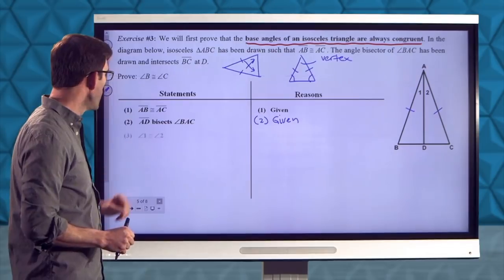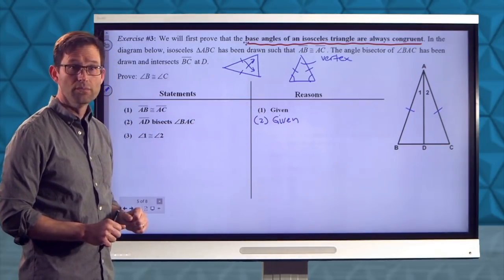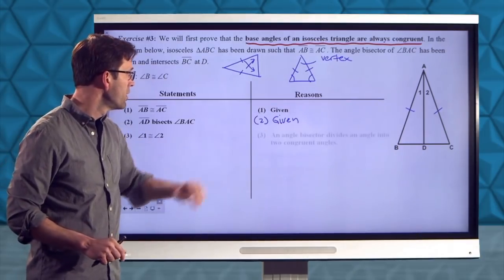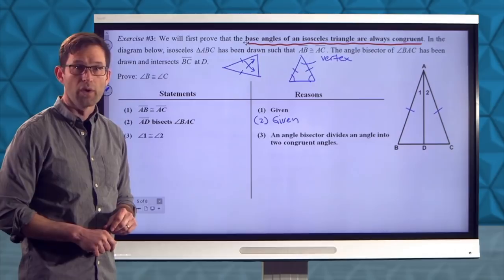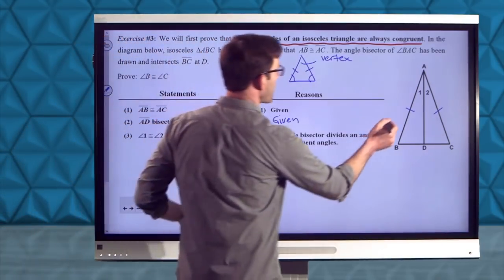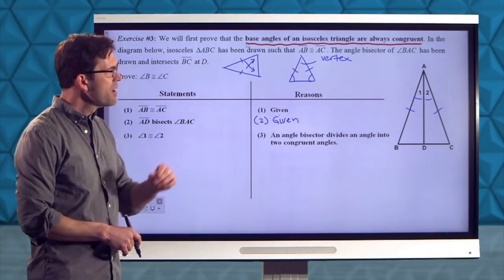Now, one thing that we can get immediately is the fact that angle 1 is congruent to angle 2. Why do we know that? Well, because an angle bisector divides an angle into two congruent angles. So actually, let me mark that on the diagram. This is congruent to that. All right, that's simple enough.